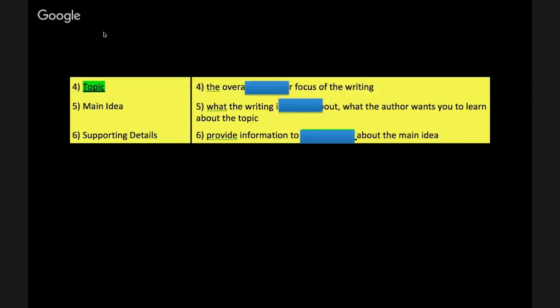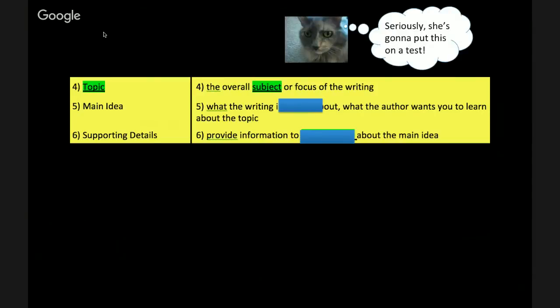Next, we have topic, and topic is the overall subject or focus of the writing. Then we have main idea, what the writing is mostly about, what the author wants you to learn about the topic. And then we have supporting details, which provide information to explain more about the main idea. And oftentimes you will be asked what the topic is, what is the main idea, and what are supporting details.